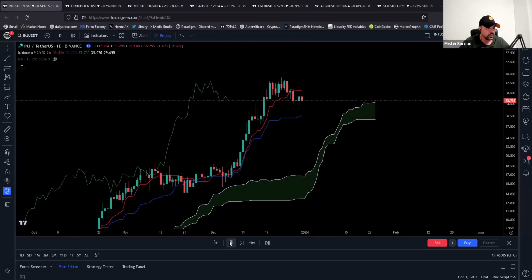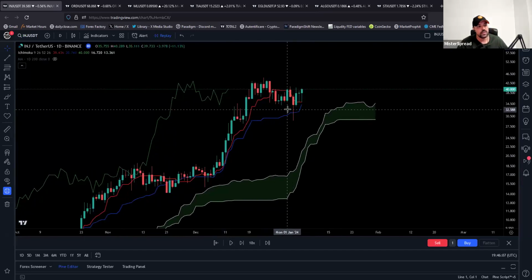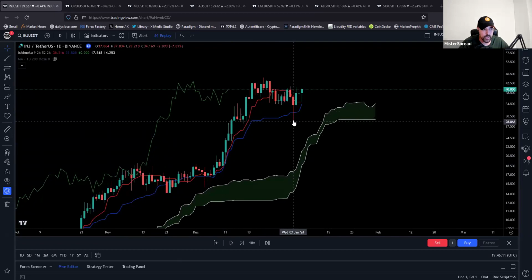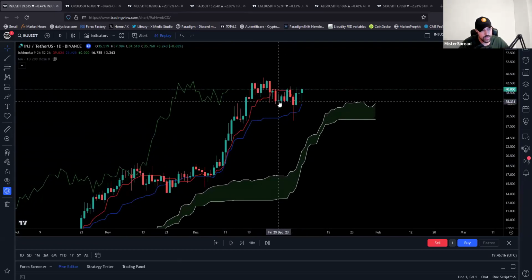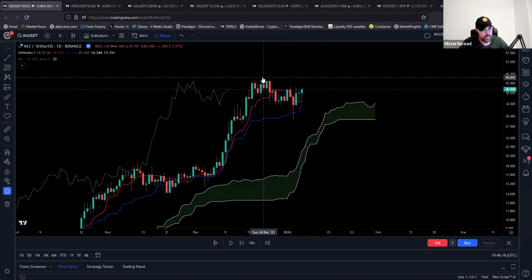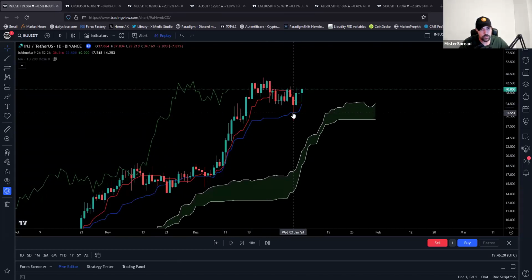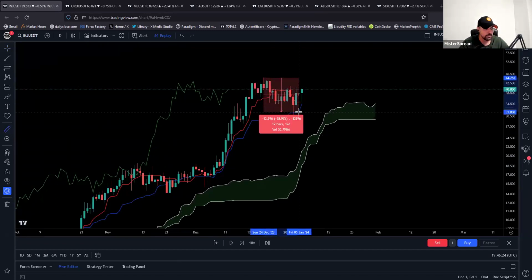So what you can do, based on what Mr. Spread says, is, okay, if the price went too far from the baseline, at some point in time the baseline is going to act as a magnet. So we had a very nice retrace from 45 towards 31. Is it a better entry? Well, for sure it is, right? So you just had the 30% discount.